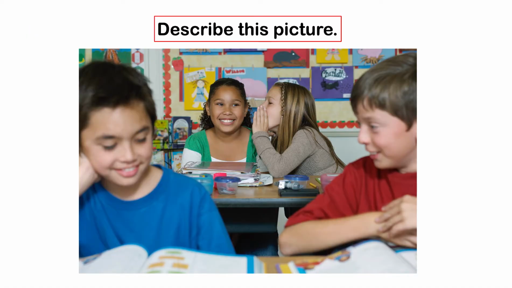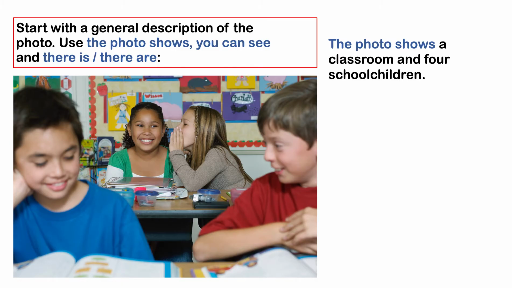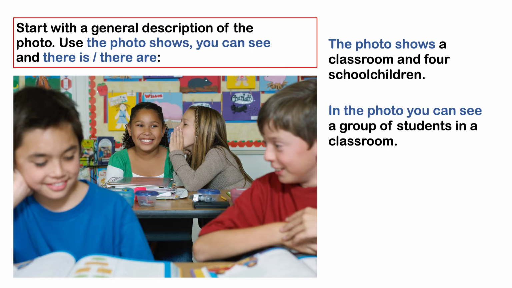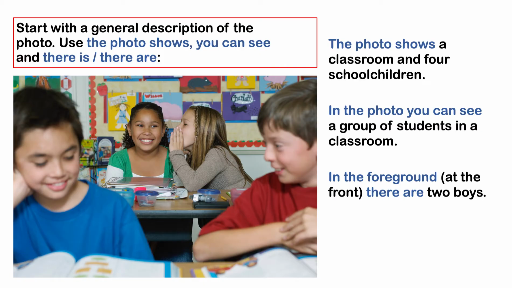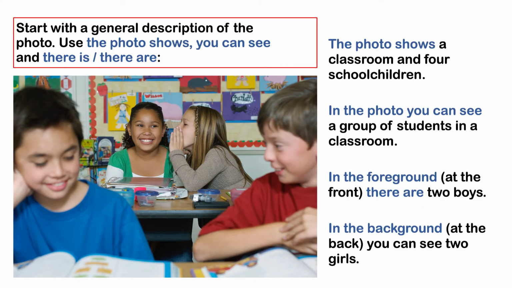Describe this picture. Start with a general description of the photo. Use "the photo shows," "you can see," and "there is," "there are." The photo shows a classroom and 4 school children. In the photo you can see a group of students in a classroom. In the foreground there are 2 boys. In the background you can see 2 girls.